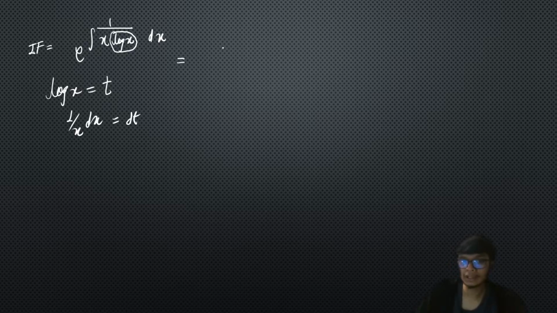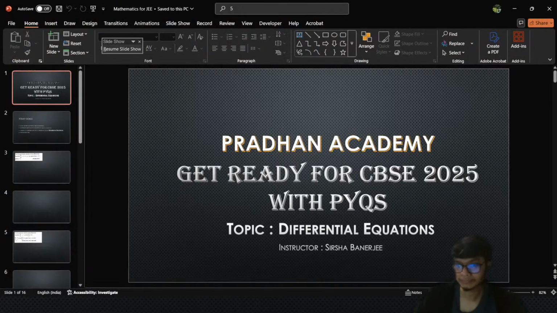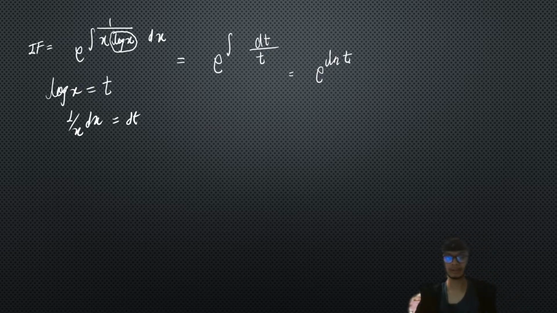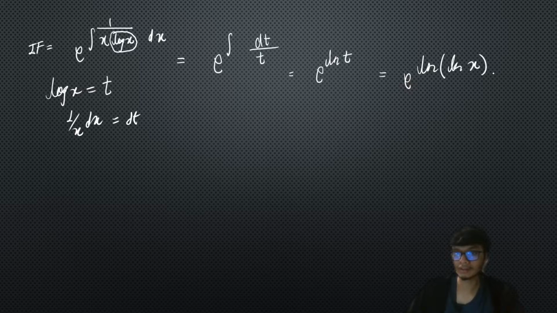Therefore your integrating factor is basically e raised to the power integration of dt upon t. Fine. So your integral is going to be equal to e raised to the power ln of t. Now here we don't put the constant, because even if you put the constant, that is going to be separated out and goes to the ultimate constant that you are getting from the solution of the differential equation, right? So this can be written as e raised to the power natural log of x, right?